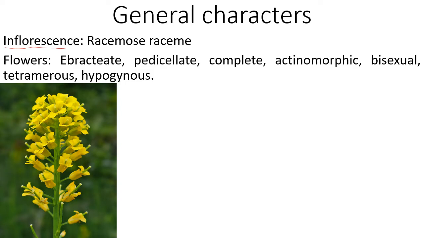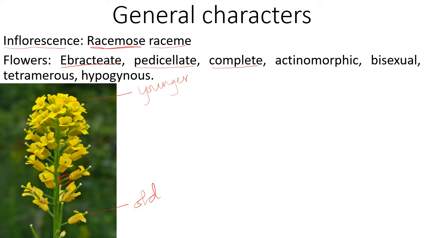Inflorescence is racemose type and its subtype is raceme, where old flowers are present at the base and younger flowers are present at the apex. Flowers are ebracteate, means without bract, pedicellate. Here you can easily see the pedicel.